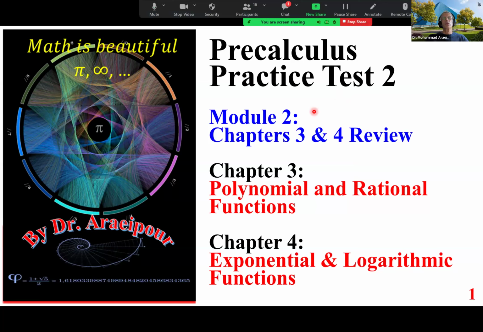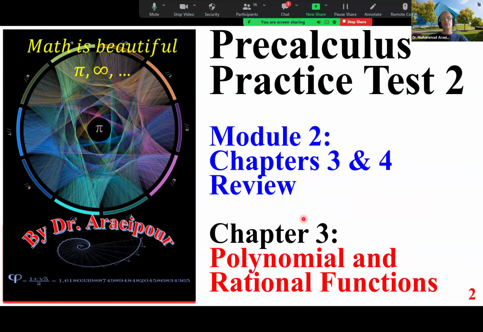Good afternoon, class. We are looking at practice test number 2, module 2, chapters 3 and 4. Chapter 3, polynomial and rational functions. Chapter 4, exponential and logarithmic functions. And here's chapter 3, polynomial and rational functions.